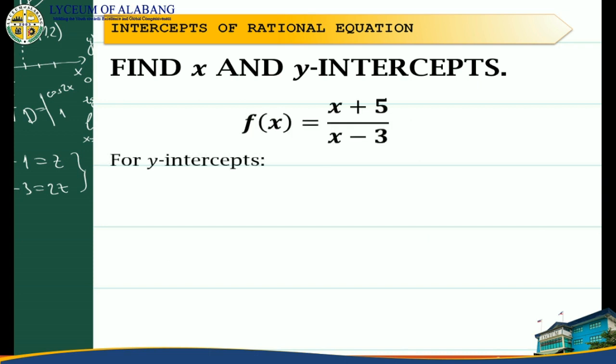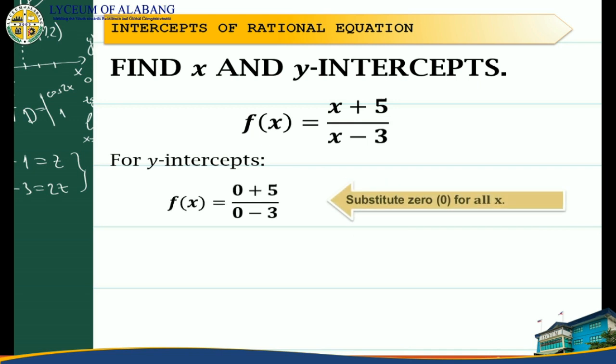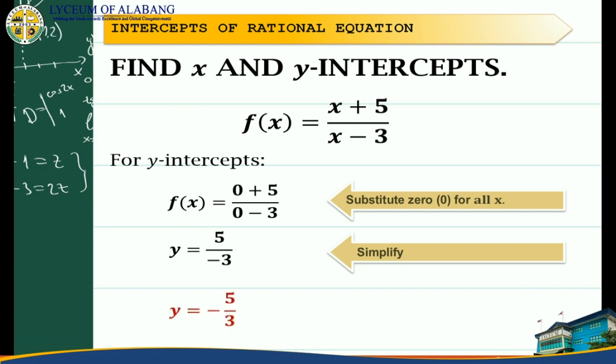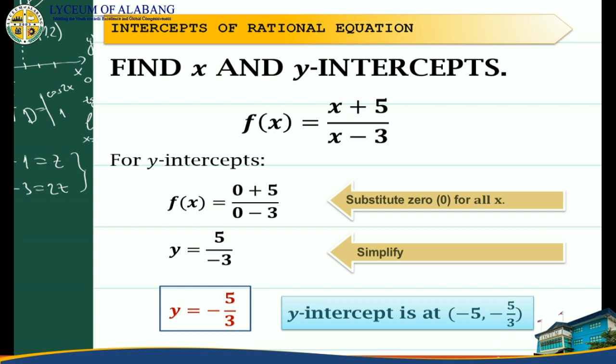And for y-intercepts, substitute 0 for x, and we get f of x is equal to 0 plus 5 over 0 minus 3. Then, simplify. We have y is equal to 5 over negative 3, and y is equal to negative 5 over 3. So, the y-intercept is at 0 and negative 5 over 3.